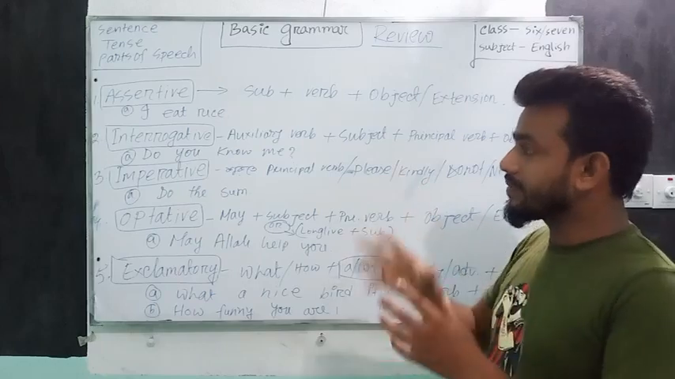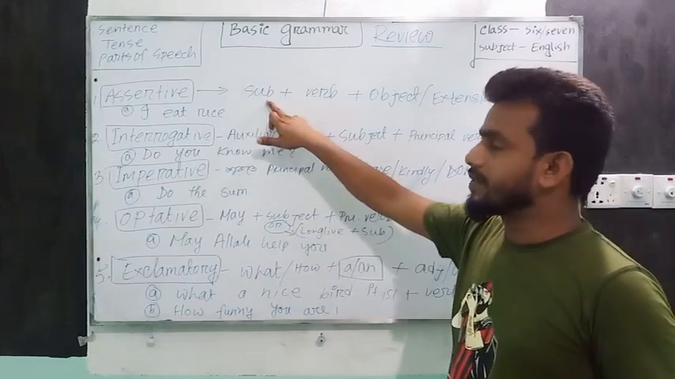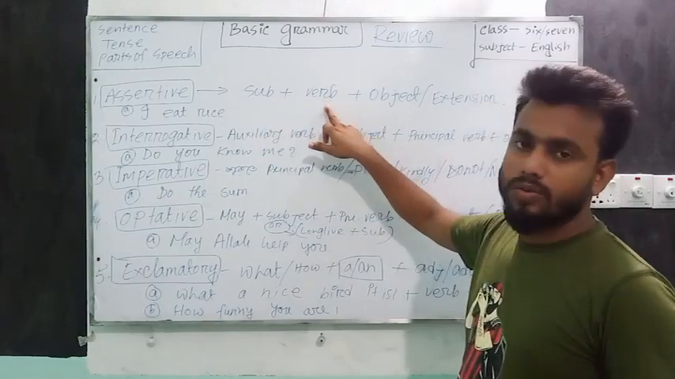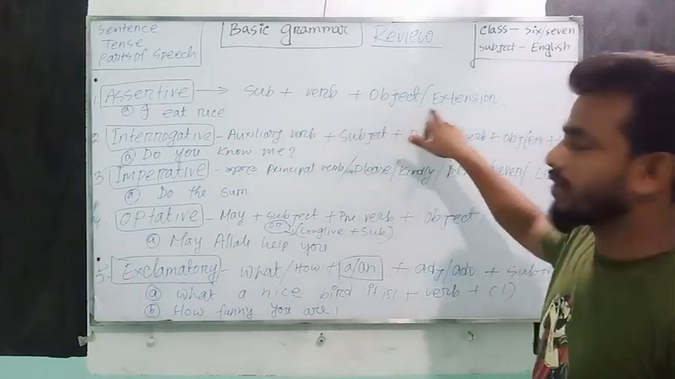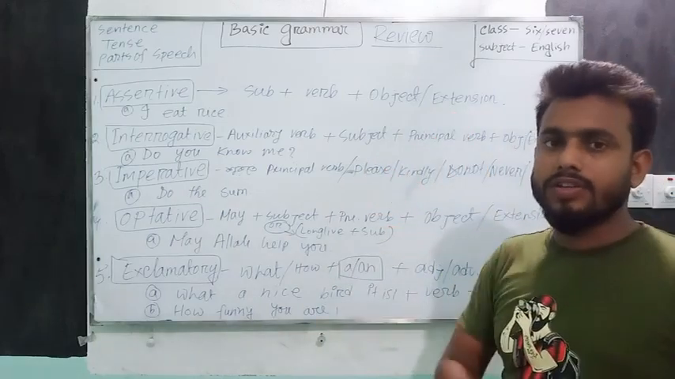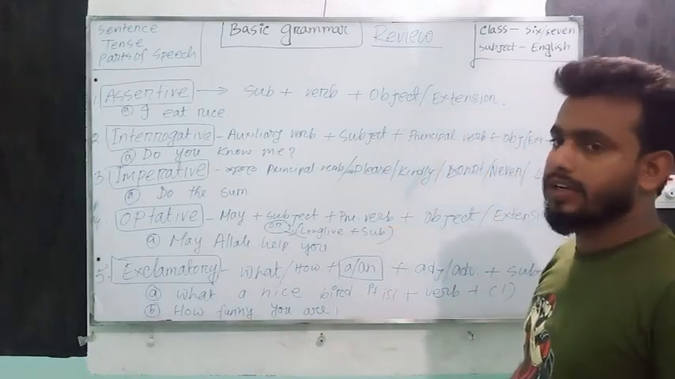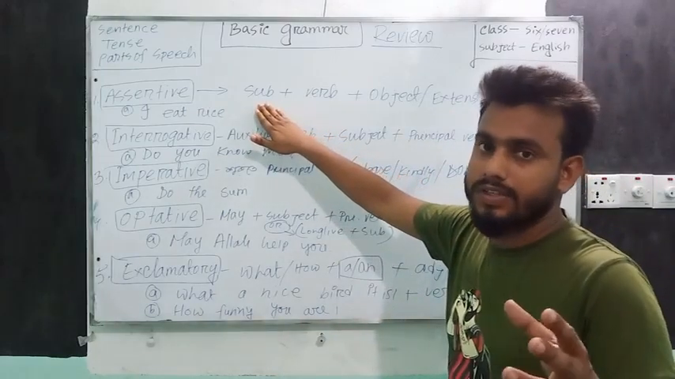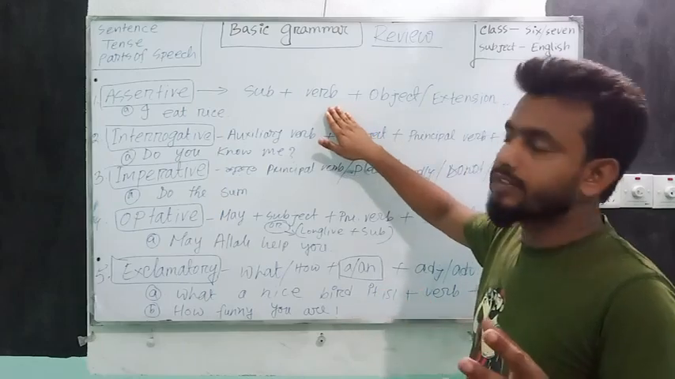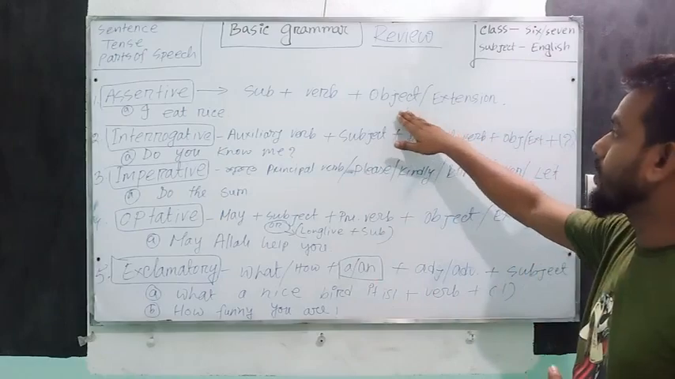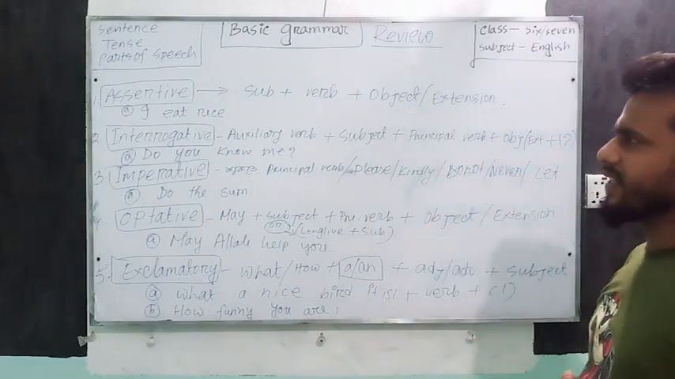Actually, this assertive sentence has a structure: first of all, you get the subject. Then you will find out the verb, object, or extension. So this way, as usual, in the junior classes, you can find out the subject. How can you find out the subject in a sentence? How can you find out the verb in a sentence? And how can I identify the object or extension in a sentence? This is very simple.